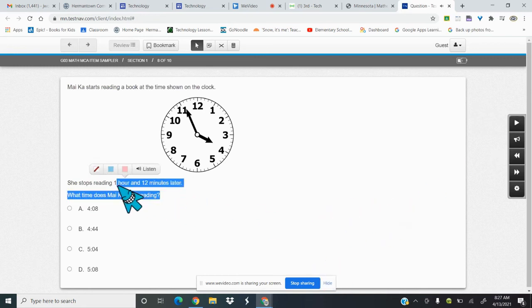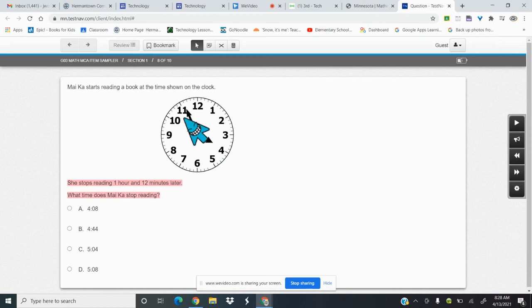So the key is right here in these last two lines, right? So I need to know what time she's done reading, 1 hour and 12 minutes later. So it's 3:56 right now, almost 4 o'clock. So I have to go 1 hour. So I have to imagine 1 hour. So the minute hand's going to go exactly back to this spot, and the hour hand's going to go just before the 5. So it'd be 4:56, right?